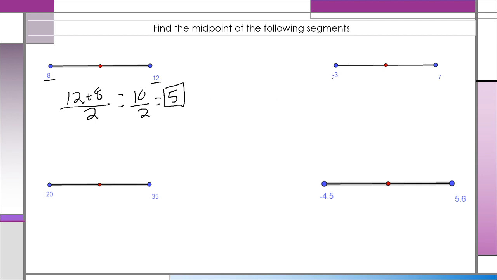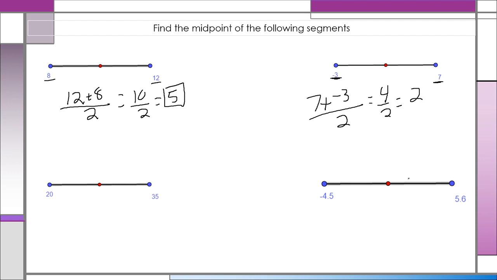Just make sure you watch out for your negatives. So this is a -3 and a +7. So it'd be 7 plus -3 divided by 2. And when you add a negative, just like the last example, you're actually going to subtract. So it'd be 4 divided by 2, which is just 2.